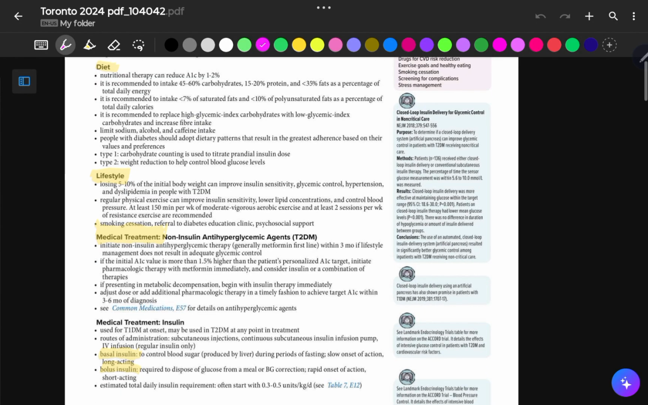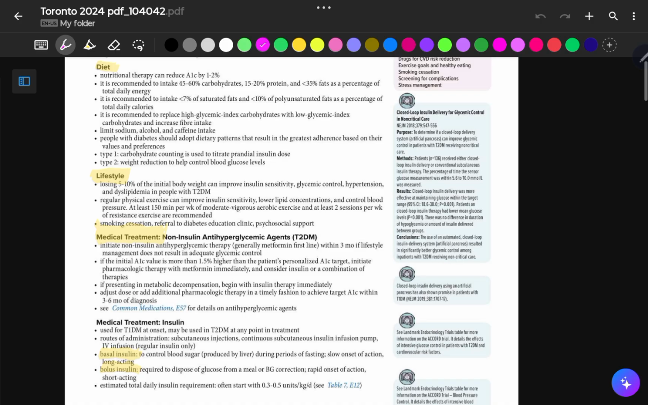Alright, so losing 5 to 10% of the initial body weight can improve insulin sensitivity, glycemic control, hypertension, and dyslipidemia in patients with type 2 diabetes. Regular physical activity can improve insulin sensitivity, help lower your lipid concentration, and control your blood pressure. So you want at least 150 minutes per week of moderate to vigorous aerobic exercise, and at least 2 sessions per week of resistance exercise are recommended.